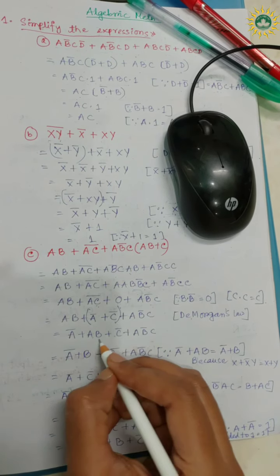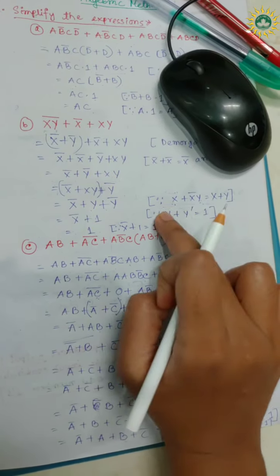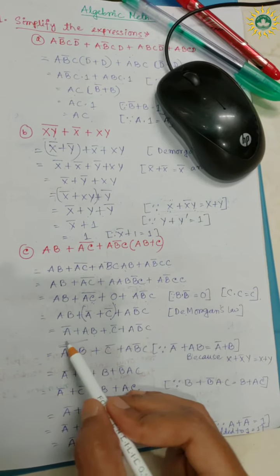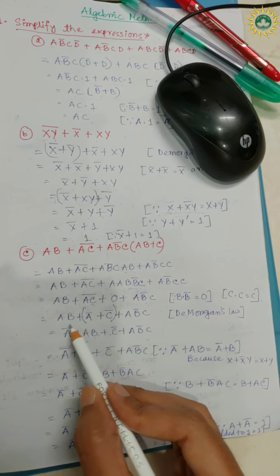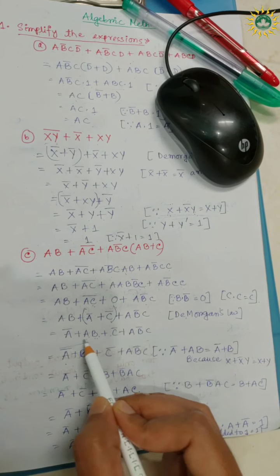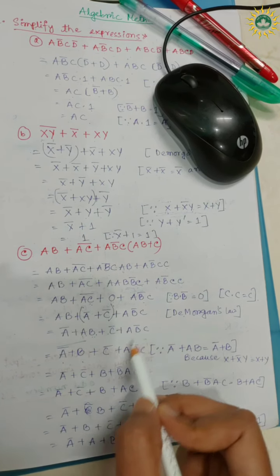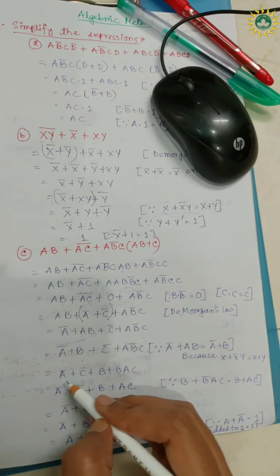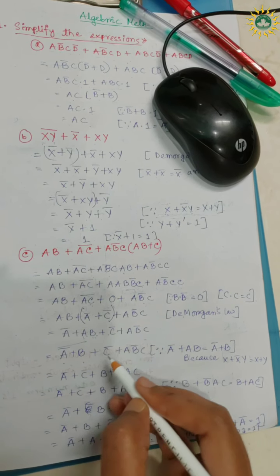Why I have done this? Because see here I use this A bar plus AB. So I told you to take the first one and B. See, I have written the first one plus B. I have ignored this one, right? And for this one we keep it like that. Now what we have? Now we have A bar, C bar.